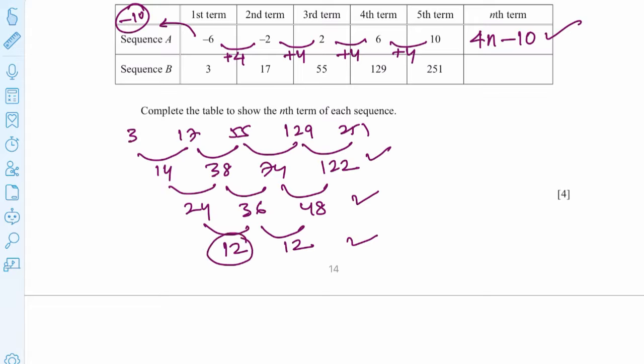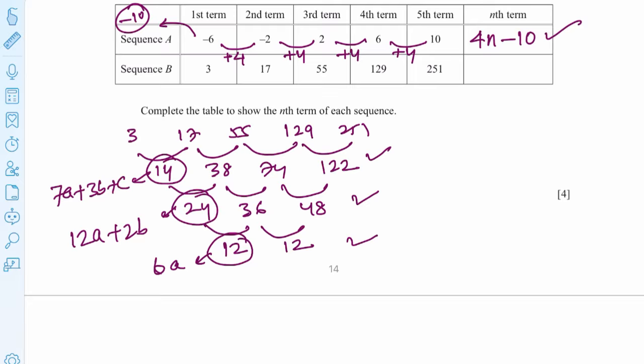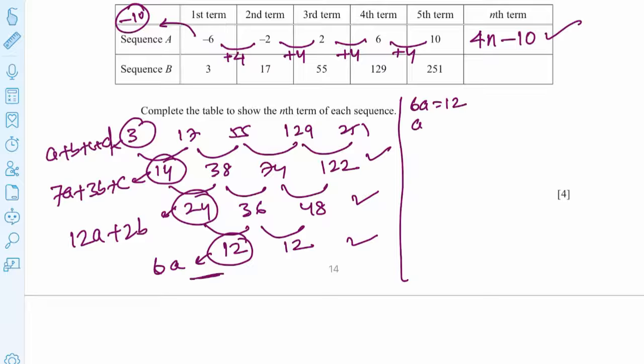So cubic sequence means, if you remember, this term will be known as 6a. This term will be known as 12a plus 2b, this term will be known as 7a plus 3b plus c, and this term will be known as a plus b plus c plus d. Got it? Now we'll try to find out the value of these. So first step, 6a, this one I told you, 6a equals 12. That means divide by 6 on both sides, I'll get a equals 2. Clear?